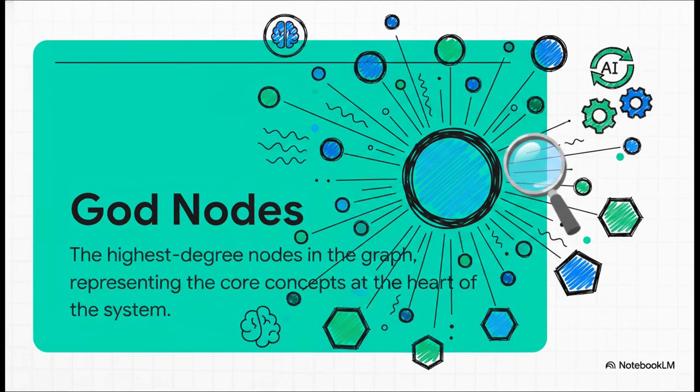It's a cool name, but really, these are just the nodes with the most connections in the graph. They're the undeniable main characters of your software. You can think of them as the central hubs that everything else connects to. They're basically the heart of your codebase.